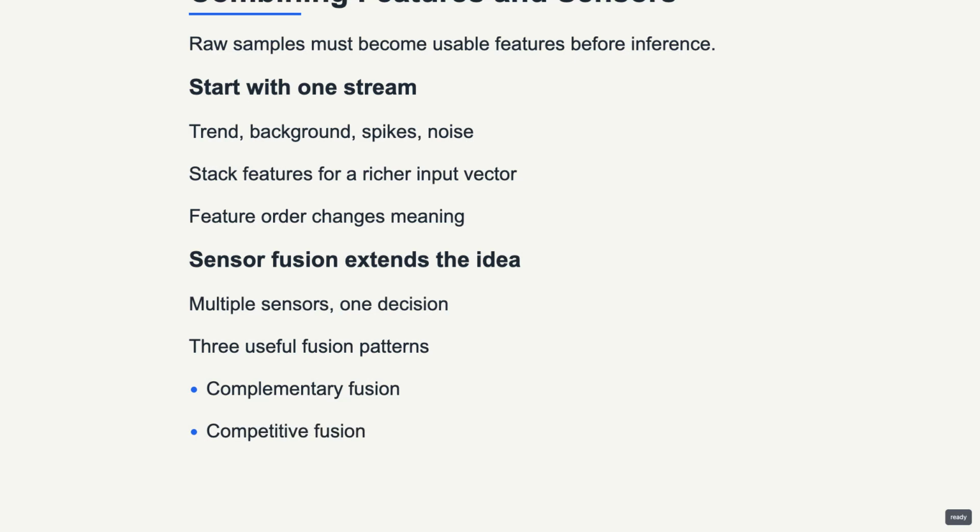Competitive fusion is useful when sensors overlap in purpose. The system can compare them and lean on the more trustworthy source if one drifts or fails, which is why duplicate probes are so valuable in critical settings.